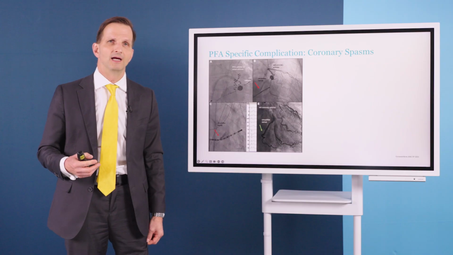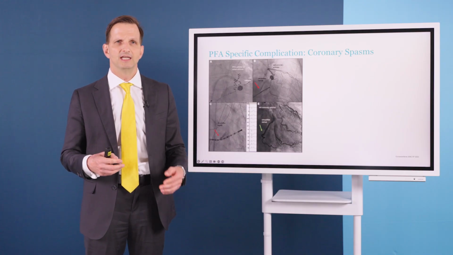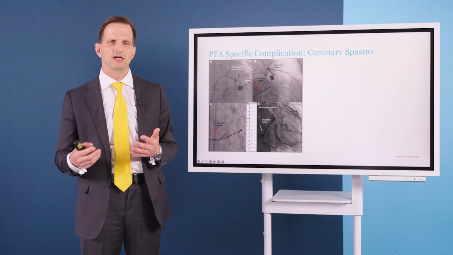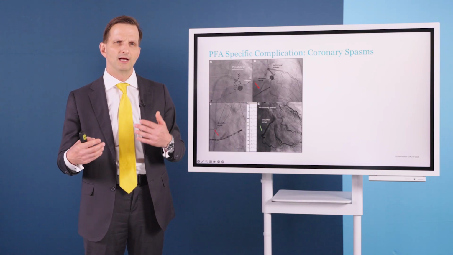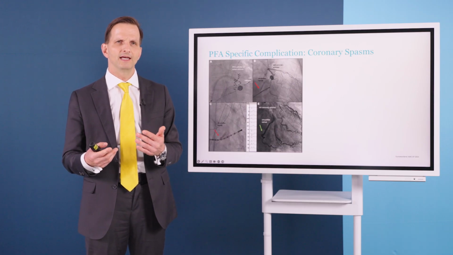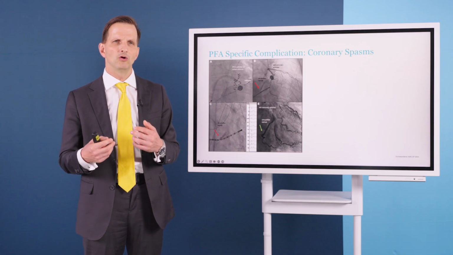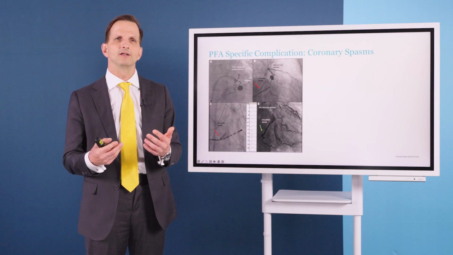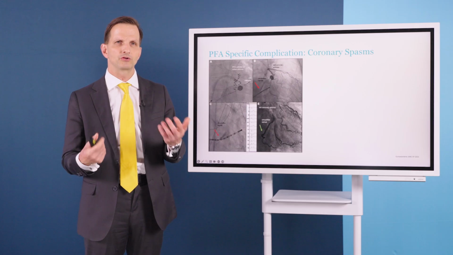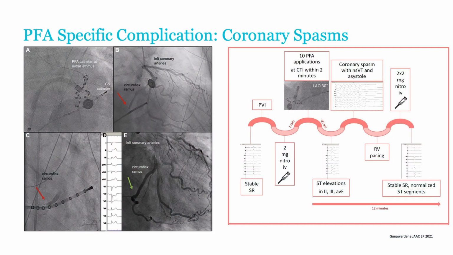What you also have to be aware of are PFA-specific complications, such as coronary spasm, which may occur during a PFA ablation. The underlying mechanism is not completely understood. It typically occurs if you deliver the application in close proximity to the left or right coronary artery, but it may also occur independent of an application close to a coronary artery, or you may even get a diffuse coronary spasm. That may result in VF, and the acute treatment of choice is the administration of nitro.